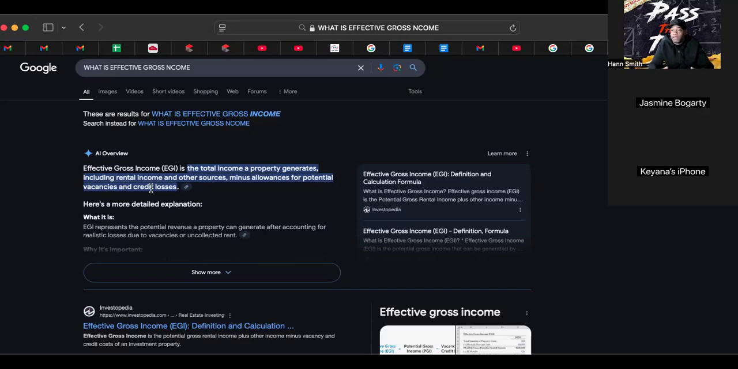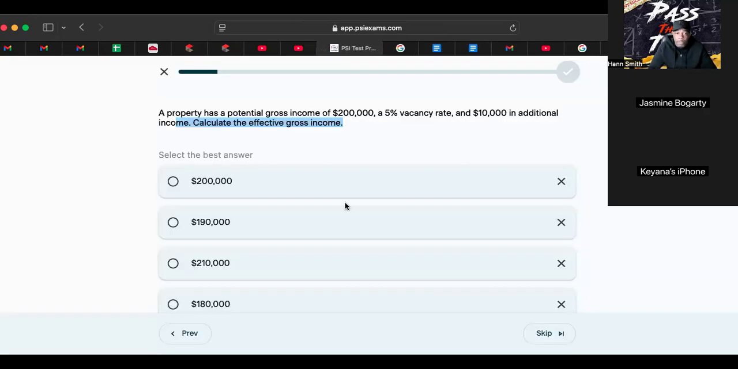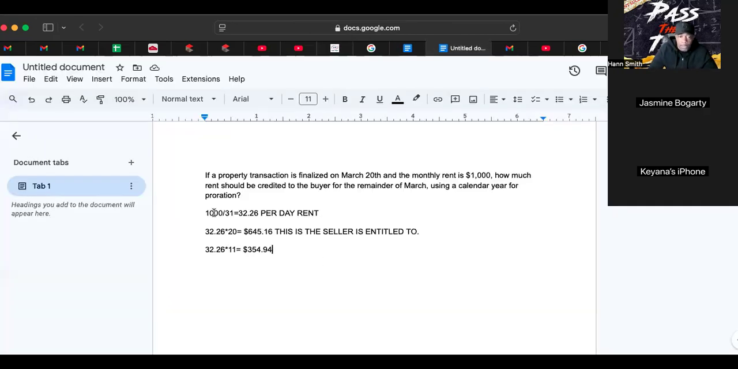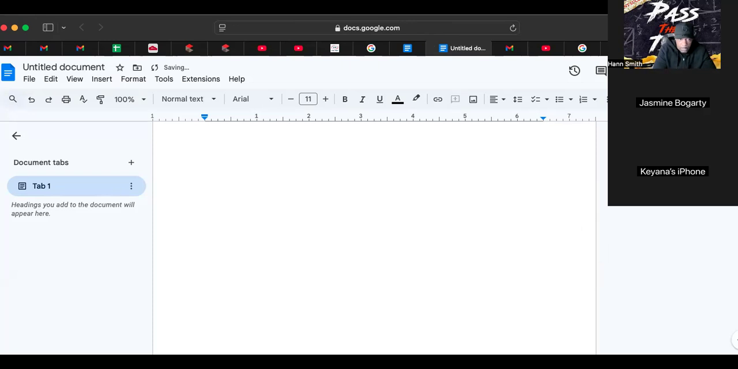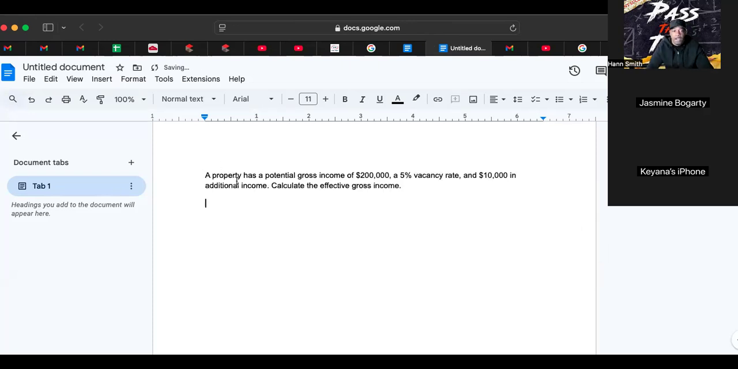We're not going to go any further than that for this example because that's all they're asking us. So when we go back to this sheet, I'm going to copy this question and we're going to figure this out. Let's get rid of this here. Paste the question in there. All right, and what we do is we unpack it. The property has a potential gross income of 200,000. So we're going to go right down here, potential gross income, $200,000.